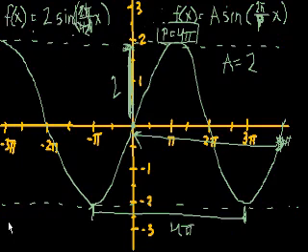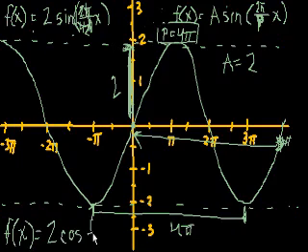And I'll ask you a question. What would this function look like? f of x equals 2 cosine of 1/2 x. Well, it's going to look the same, but we're going to start at a different point. Cosine, what's cosine of 0? When x is equal to 0, this whole term is equal to 0. Cosine of 0, we learned before, is 1. So f of 0 is equal to 2.